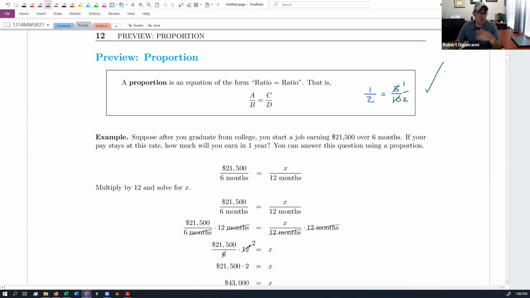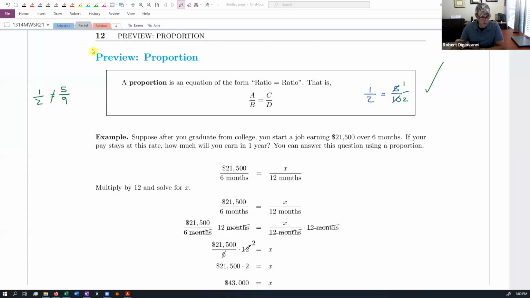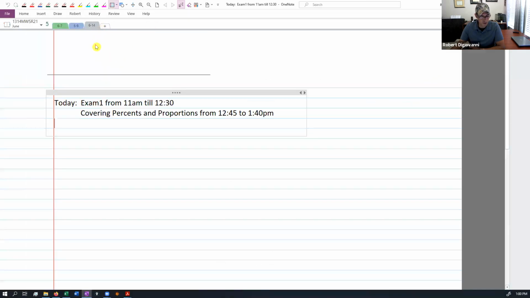So for a proportion to be a proportion, the equation has to be true. Like if I wrote 1/2 equals 5 over 9, that's not a proportion, right? Because these are not equivalent fractions. So let's see how you can use proportions to solve problems. I'm going to do this on a different page.